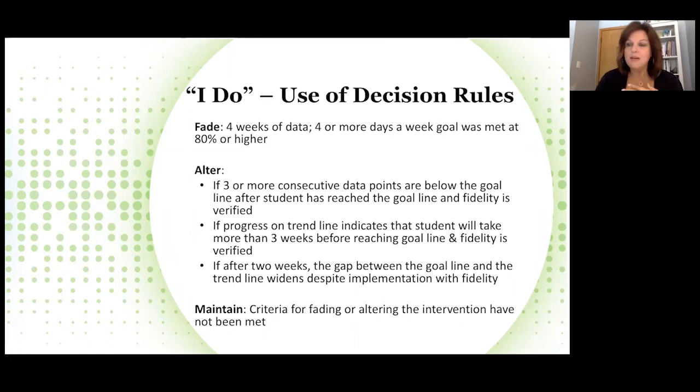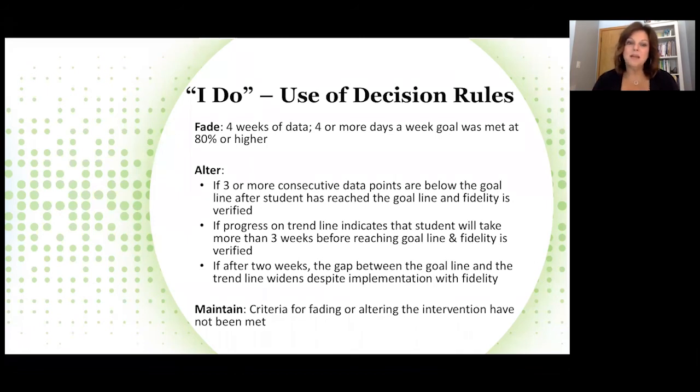So remember, we want to have a definition for when do we fade, when do we alter, when do we maintain. So they're saying that to fade Bob from the intervention, and any student, we would want to see 4 weeks of data in which 4 or more days a week, the student reached their goal at 80% or higher. That's going to be a data pattern that tells us it's time to start fading.